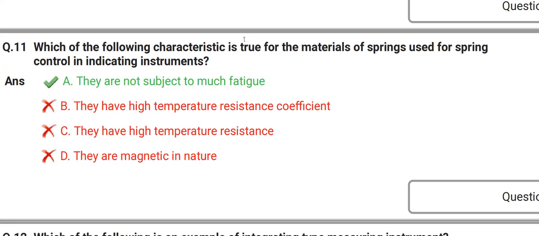Next question is that which of the following characteristics is true for the materials of spring used for spring control in indicating instrument. So they are asking about the spring material. Okay, so several MCQ points are there.